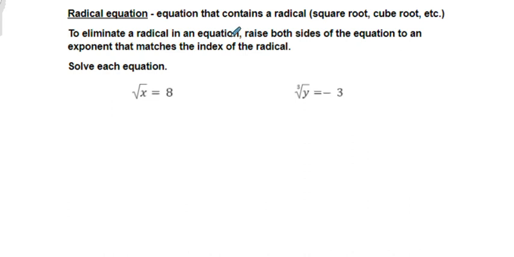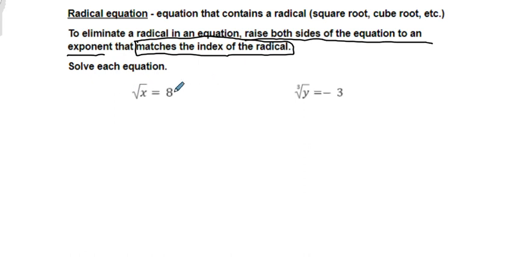To eliminate a radical in an equation, raise both sides of the equation to an exponent. All right, so you raise both sides of the equation to an exponent, and it must match the index of the radical. So we're going to look and see what that index is, and that's what we're going to raise it to. So for these two right here, you've got the square root of x equals 8, all right? And so think about how you're saying that. We know that the index of this is 2, okay? So we're saying square root of x. Remember, when the number's not there, we assume it's 2.